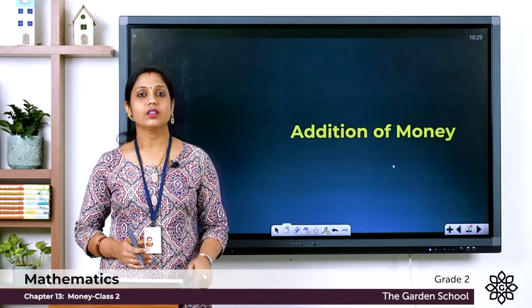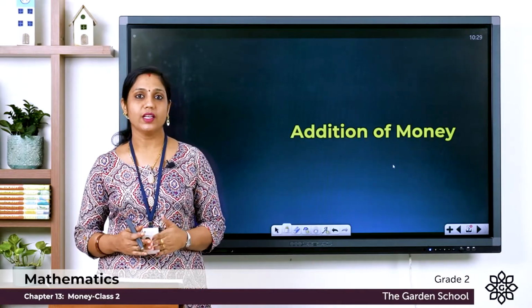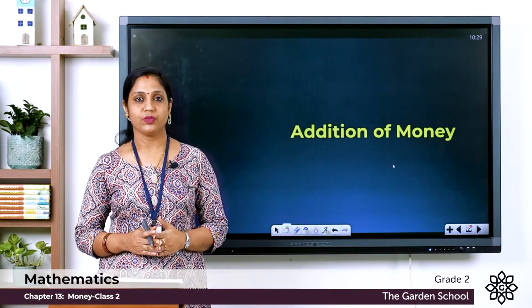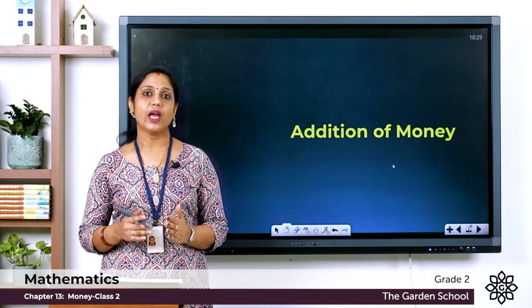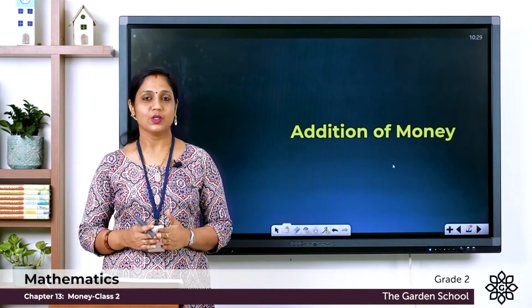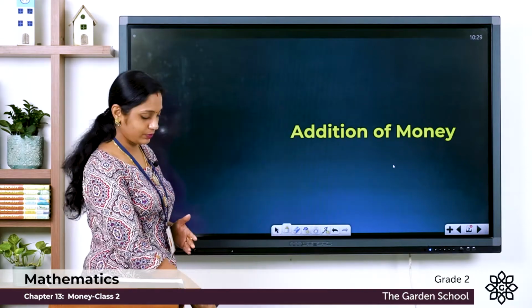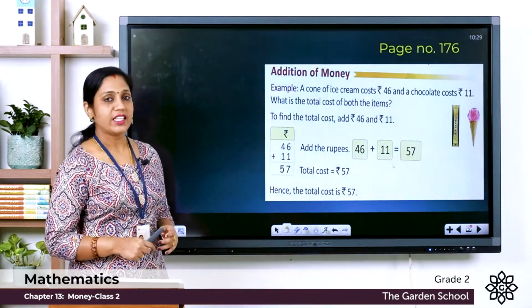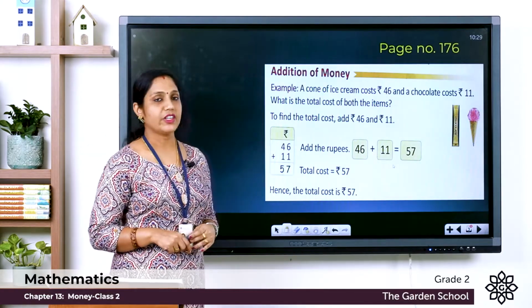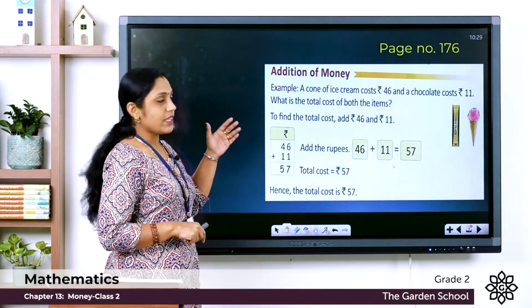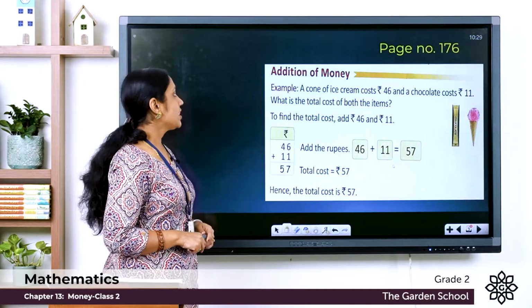Today, we are going to learn the next topic, that is addition of money. We have already learned what is addition, so today we are going to add money. Let's see what it is. In your text page number 176, you can see a problem. Let's read this. It is addition of money. In this you can see an example.